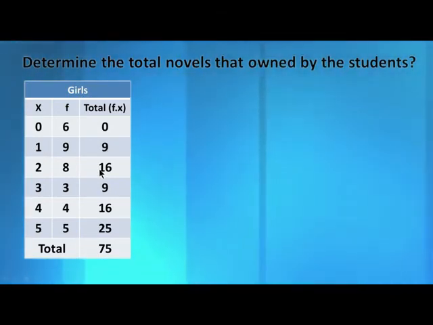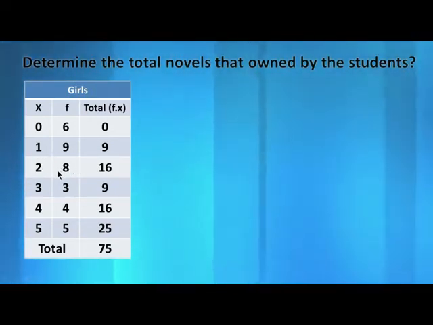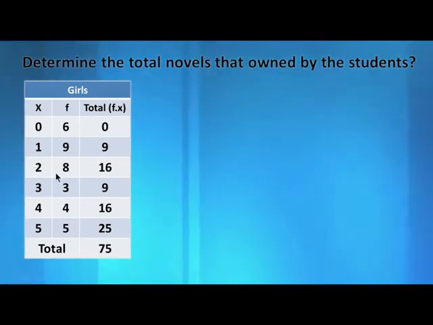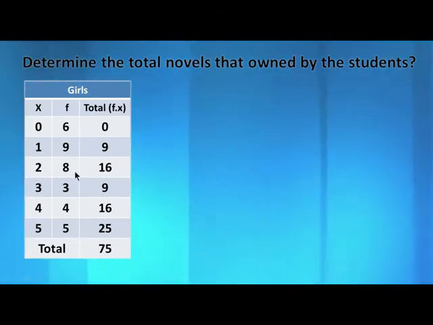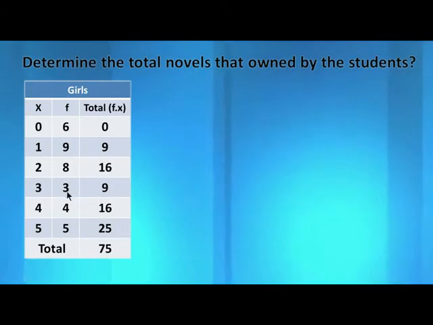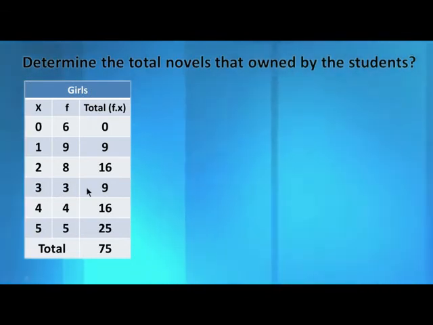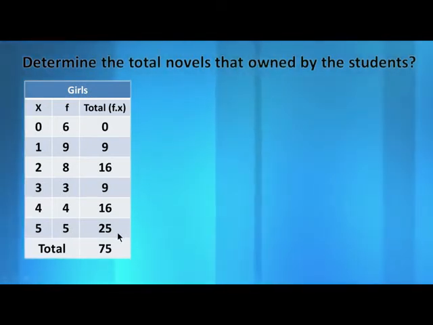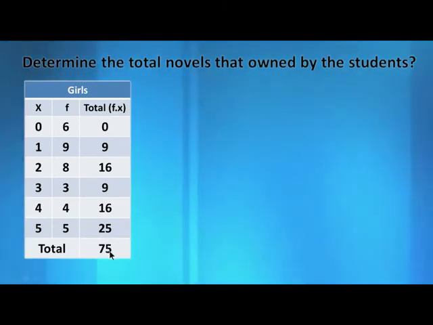How about this one? The total girls that have 2 novels is 8. There are 8 girls that actually have 2 novels each. So 8 students, each student have 2. So the total is 16. 8 times 2, the total novel that owned by these 8 girls. How about these 3 girls? These 3 girls own each 3 novels. So 3 times 3, 9. 4 times 4, 16. And 5 times 5 is 25. So the total novel that owned by girls is, you add all these numbers together, you will find 75.